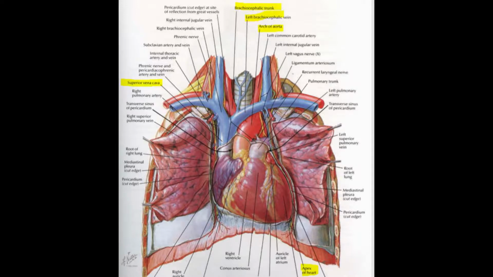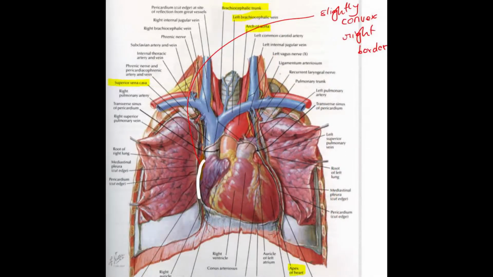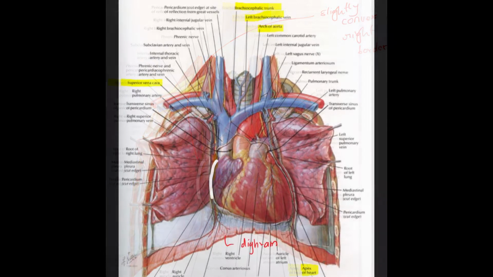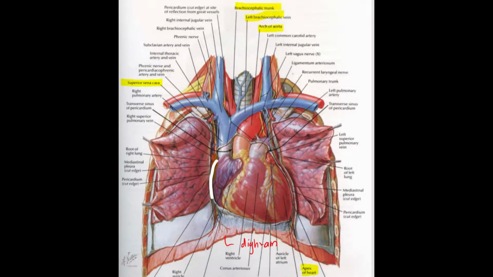The right border of the heart is the one that's slightly convex. So remember that the right one is associated with deoxygenated blood. So the right part is near the vena cava and is convex in nature. That means it protrudes out. So then we have the inferior border of the heart. That's basically the diaphragm.